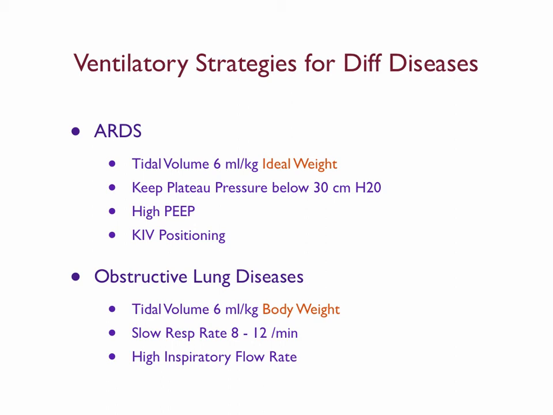In different diseases, the ventilatory settings may be different. In particular, for ARDS, we use a lung protective strategy, which is using a tidal volume of 6 ml per kilo of ideal weight. We try to keep the plateau pressures low, below 30 centimeters of water, using high PEEP to ensure oxygenation, and KIV positioning of the patient to improve VQ mismatch. In patients with obstructive lung diseases, a tidal volume of 6 ml per kilo of actual body weight, we slow down the respiratory rate to 8 to 12 per minute, and we use high inspiratory flow rates.